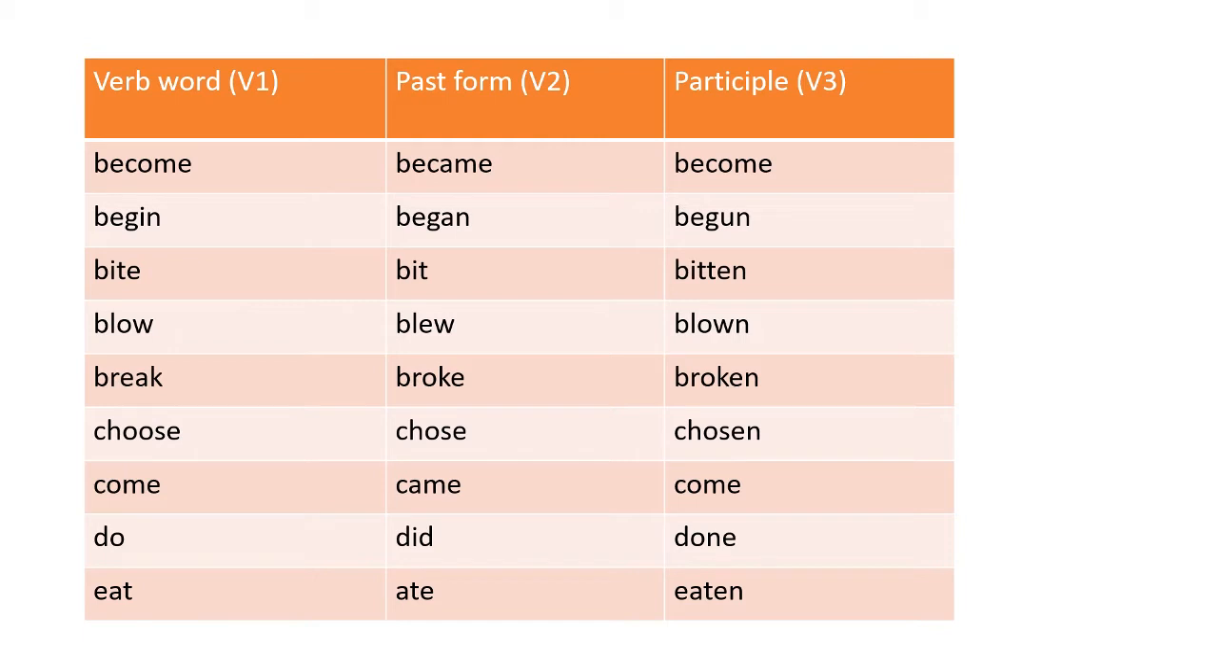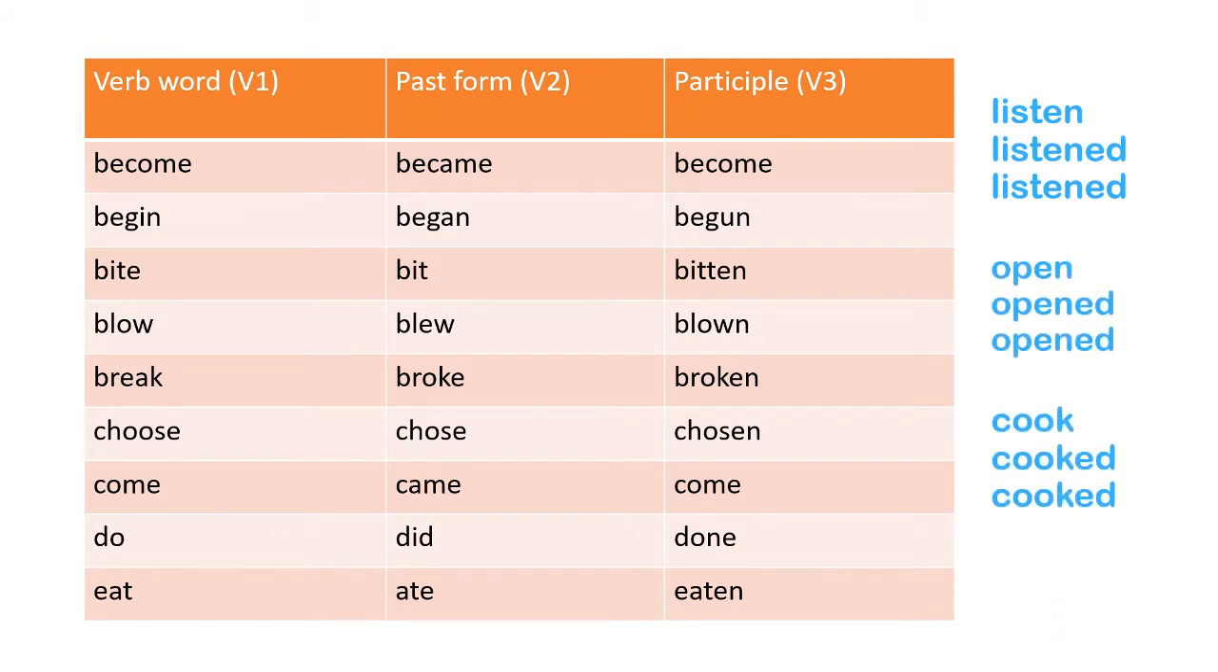There are so many more out there. And you can see that these irregular past forms of the verbs are totally different from those regular verbs such as listen, open, cook, and many others, in which those regular verbs need only to be added -ed at the end of the word to change from the base form of the verb into past or into participle form.